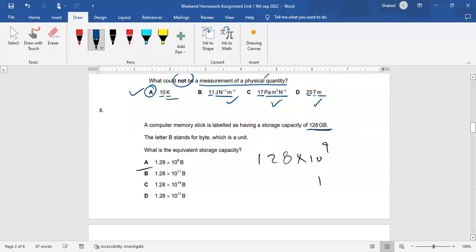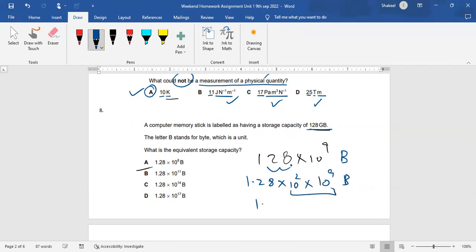Moving on to the next one, 128 GB. So you have to express it in standard form. So 128 into 10 to the 9 byte, and then decimal is here. So you have to shift it to first non-zero. So it is 10 power 2 because you have shifted 2 places.